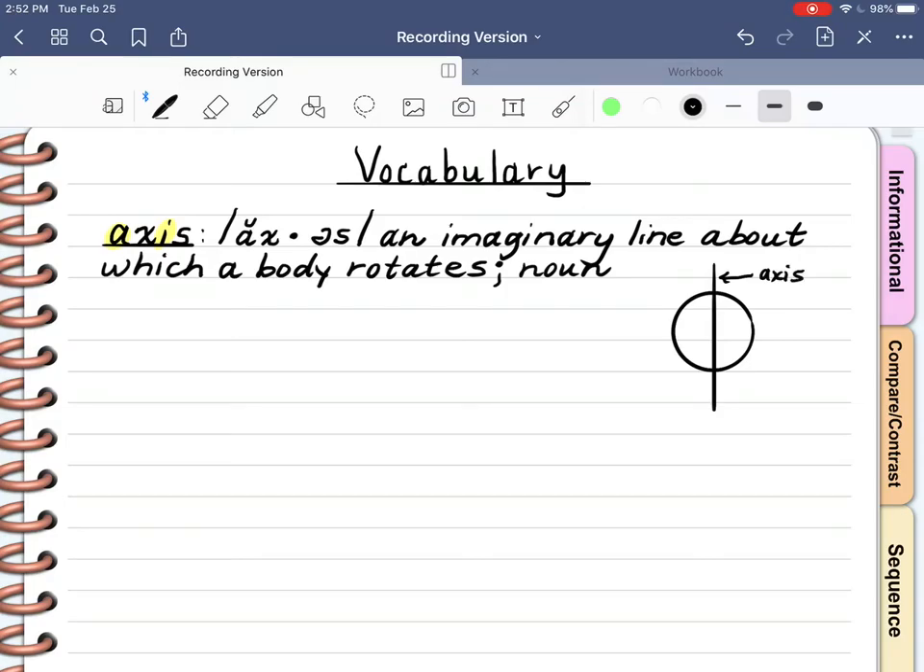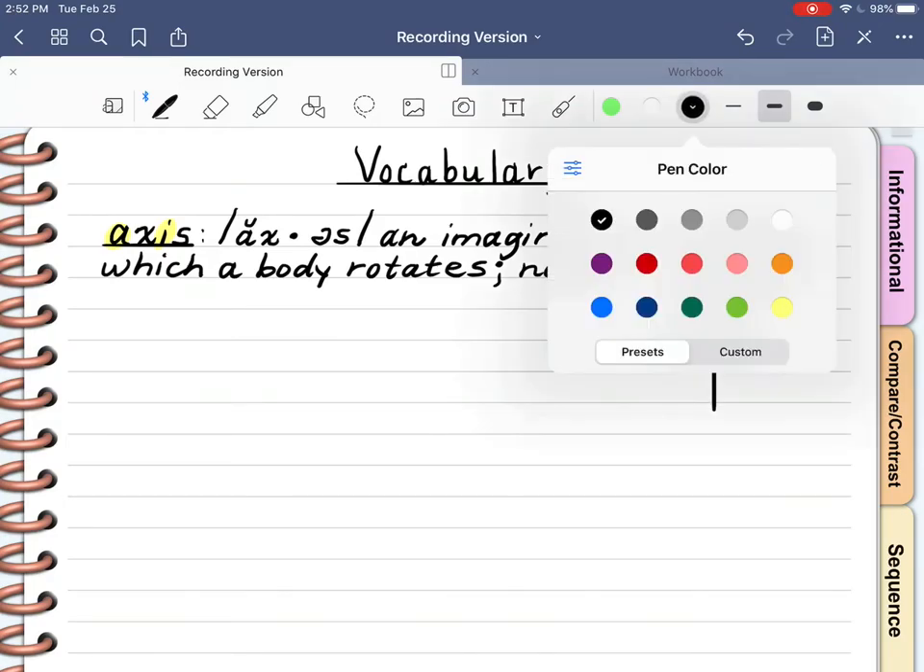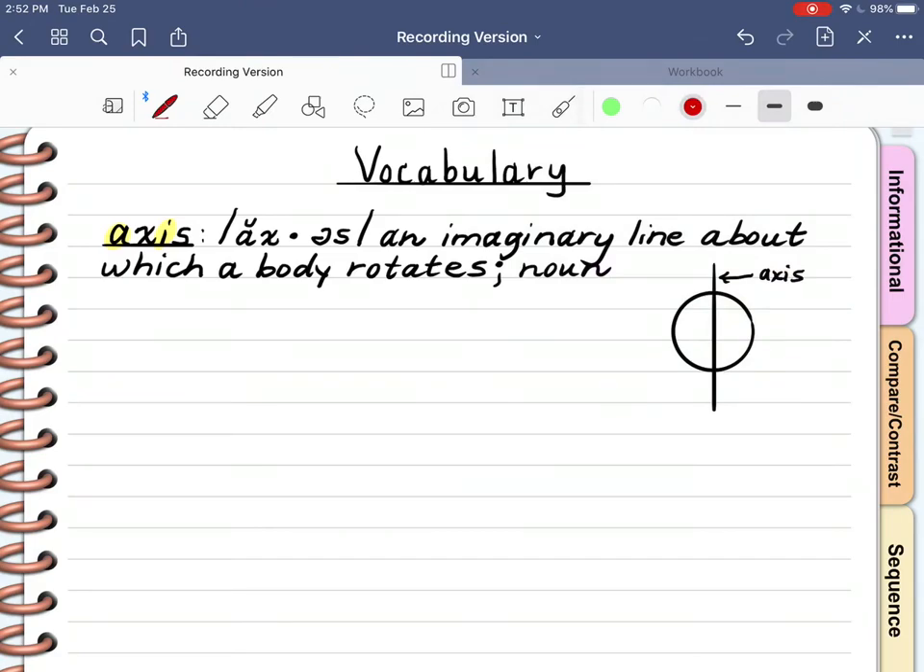Earth's axis is actually tilted. It's about 24 degrees roughly, so it's going to be something more like that. But I wanted to show you just straight up and down. That's one version of an axis.